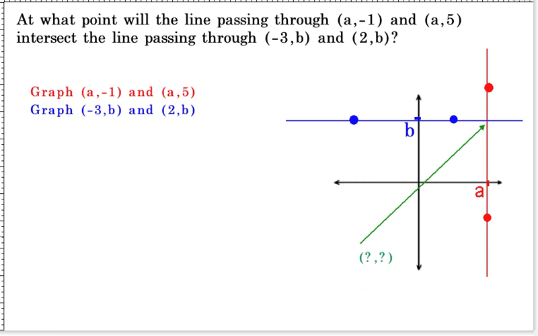In fact, A over and B up is where these 2 lines, these 2 generalized lines, intersect. And that will be true for any values of A and any values of B. So that's what this problem was all about.